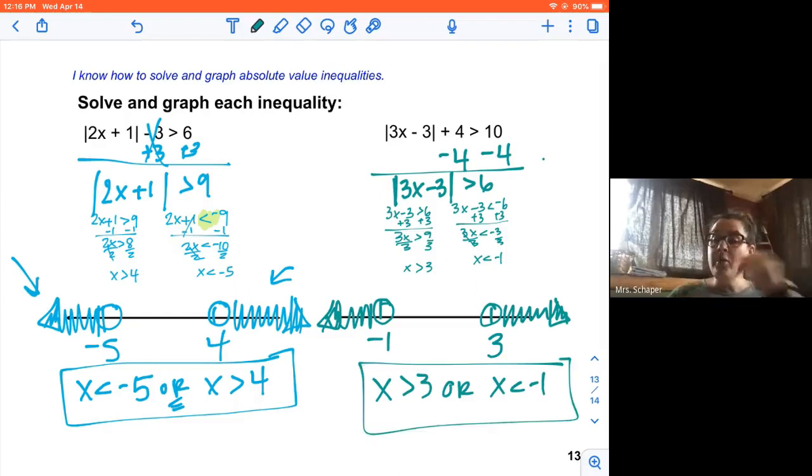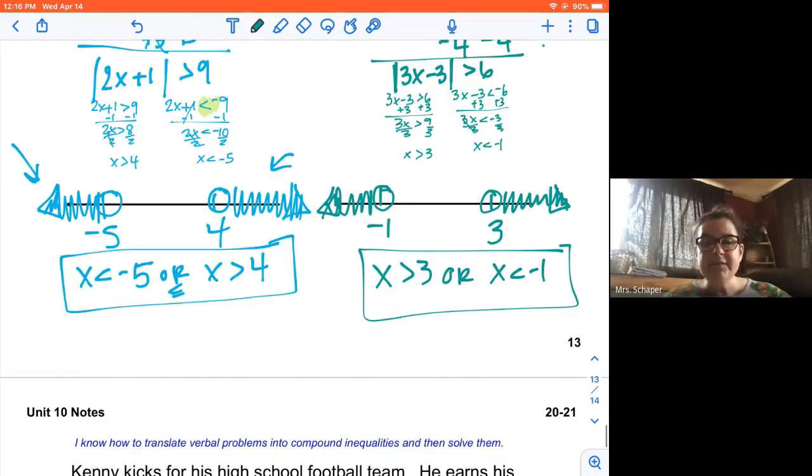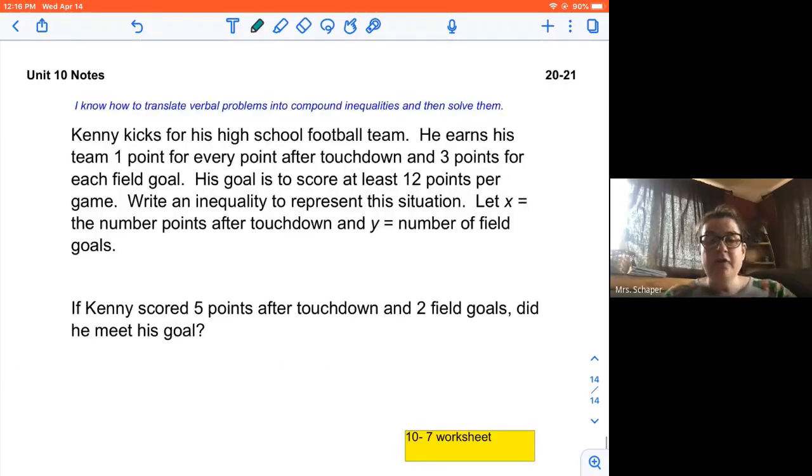All right, one more problem and then I'm going to let you get going. Okay, so here we go. Kenny kicks for his high school football team, and he earns a team point for every point after touchdown, and he earns 3 points for each field goal. His goal is to score at least 12 points per game. So we want to write an inequality to represent all these possibilities, okay?